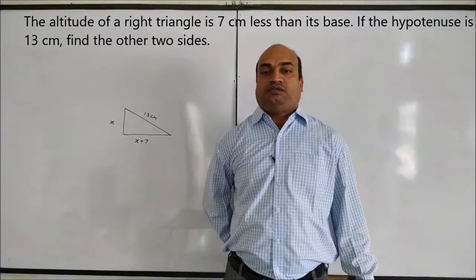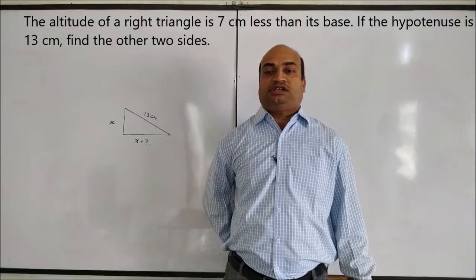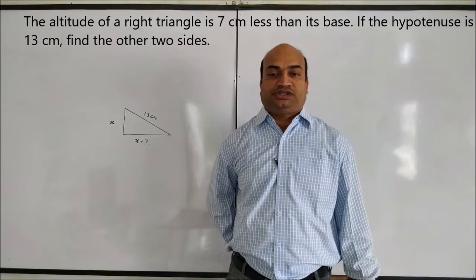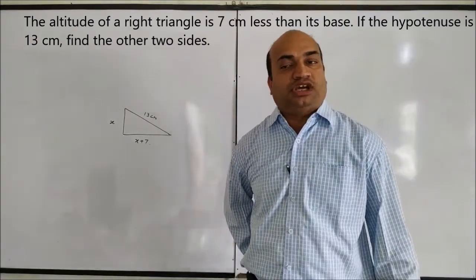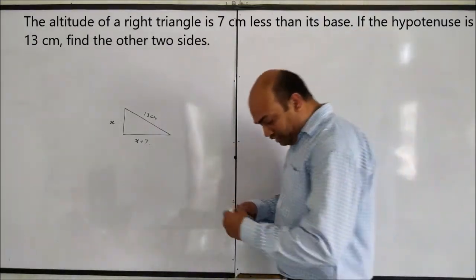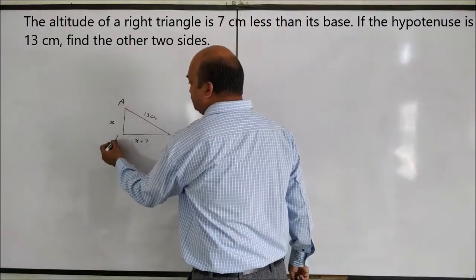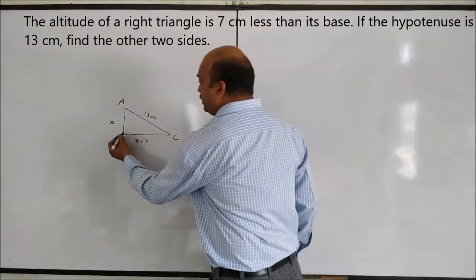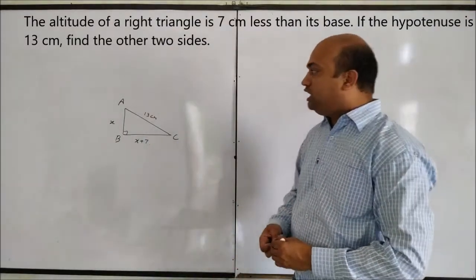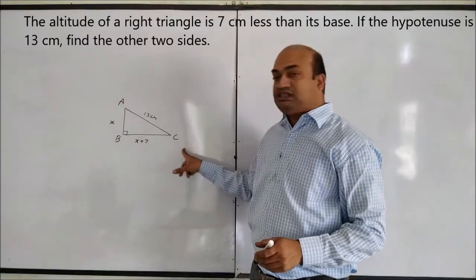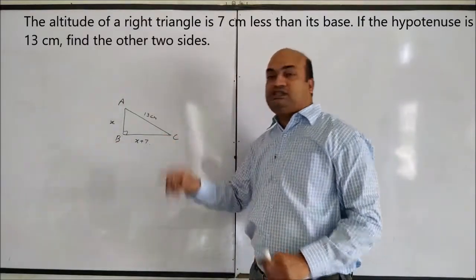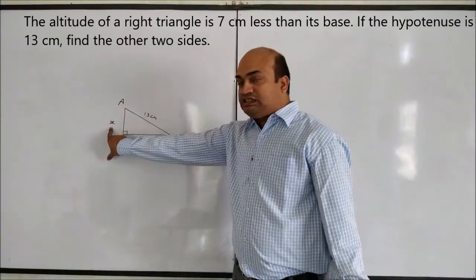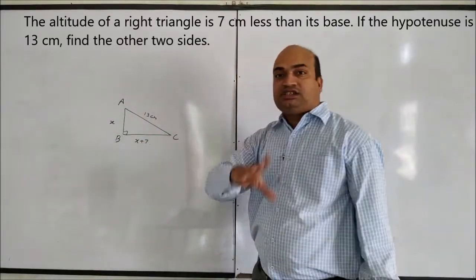The altitude of a right angled triangle is 7 cm less than its base. If the hypotenuse is 13 cm, we have to find the sides of the triangle. We can take the triangle as A, B and C. This is a right angled triangle, right angled at B. Its altitude is AB, base is BC, and hypotenuse we considered AC. We will consider the altitude as x, then base will become x plus 7.